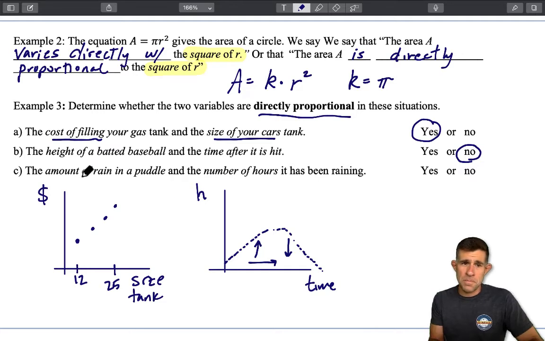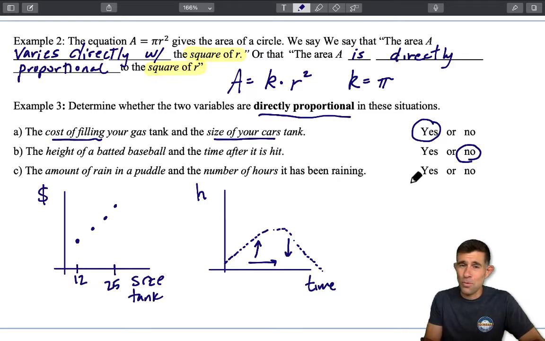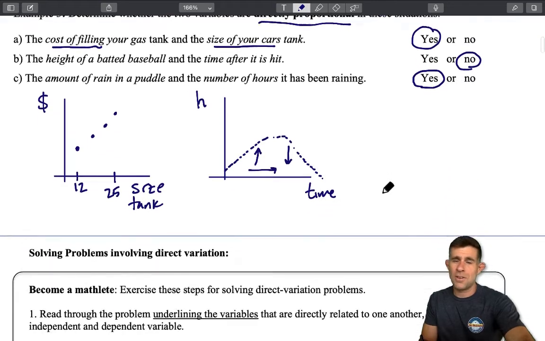Our last example for this one says the amount of rain in a puddle and the number of hours it's been raining. Well, you can kind of picture this. Puddles grow larger and larger, and therefore they have more rain in them as the number of hours it's raining goes on. So yes, this is a direct variation or direct proportionality.